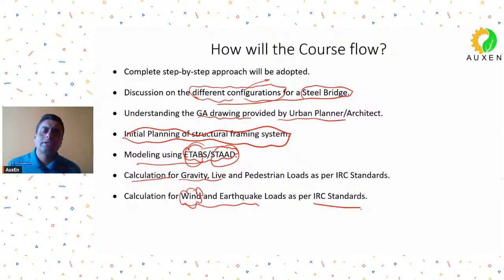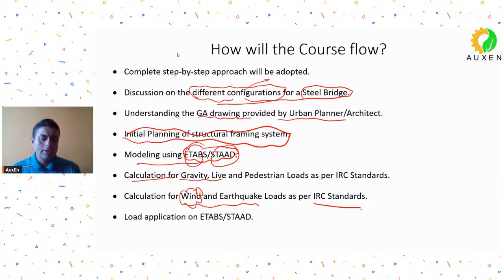Because this bridge is not on a river or a water body, we are not required to consider the load of waves or water currents. But if you are making your bridge on a water body, then you have to also consider the effects of waves or water currents. Those calculations are also given in the IRC 6. Okay, in our case that will not be applicable.